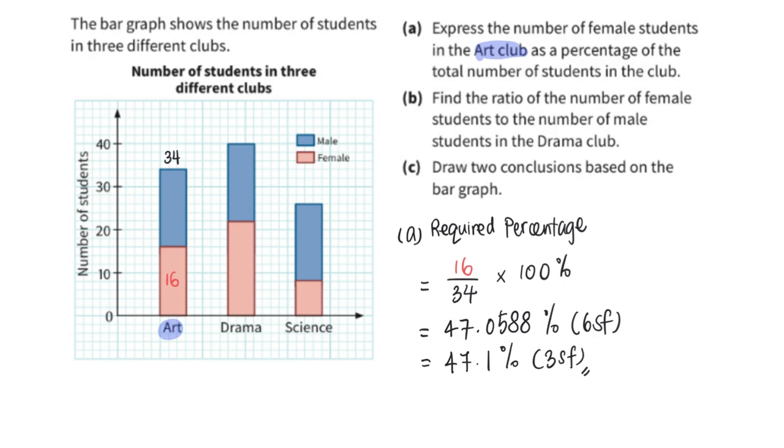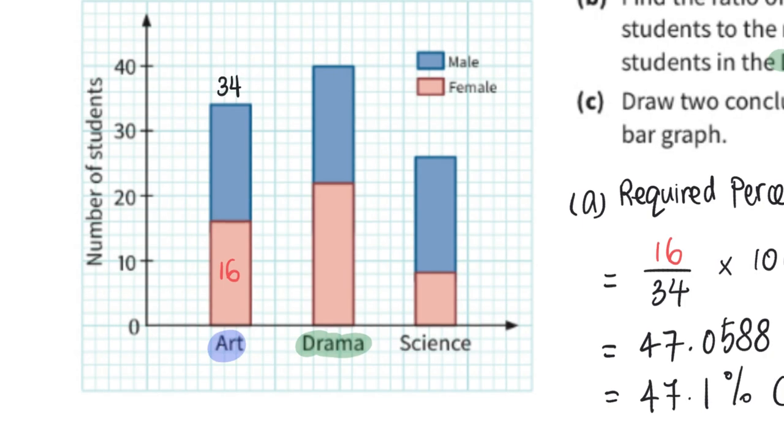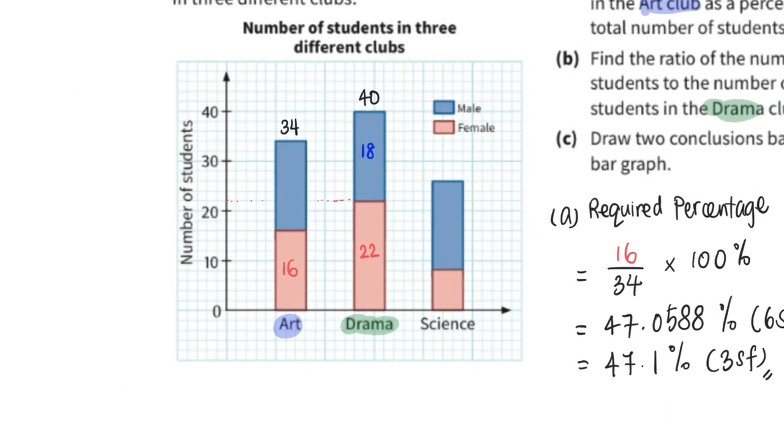Now, for part B, our focus then goes to the drama club. They want to find the ratio of the female students to the male. So for the drama club, let me zoom in to the drama. There are 22 drama students from here, and the total is 40, and from here we could then get the number of male students, which will be 18. 40 minus 22 is 18, okay?